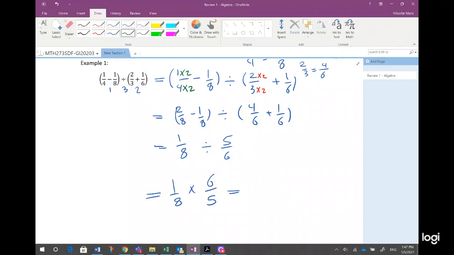Do I flip both of them? No, I don't flip both of them. I just flip the one after the division sign. So the one after the division sign will be flipped and I change division to multiplication. Now I have 6 over 8 multiplied by 5, and then I can cancel.